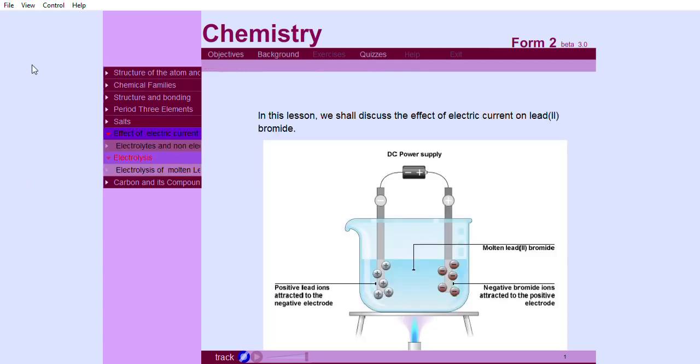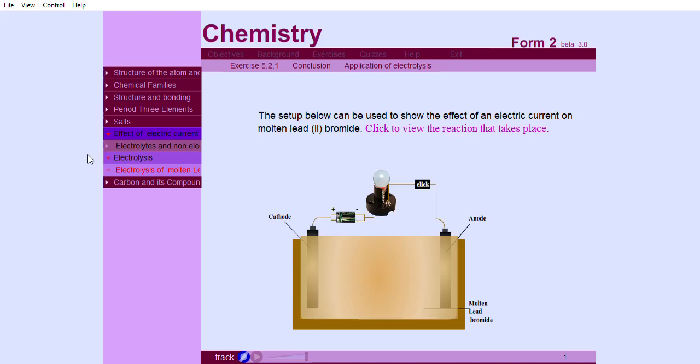In this lesson, we shall discuss the effect of electric current on lead-2 bromide. The setup below can be used to show the effect of an electric current on solid and molten lead-2 bromide.